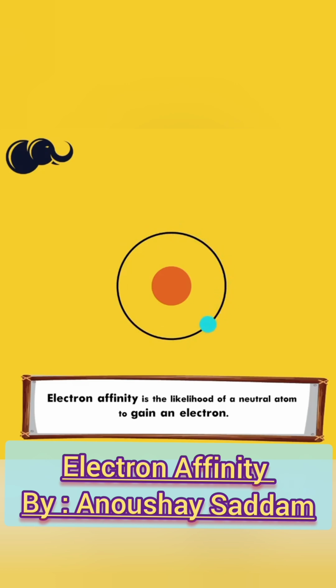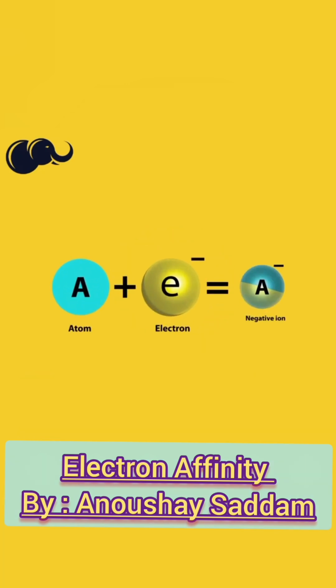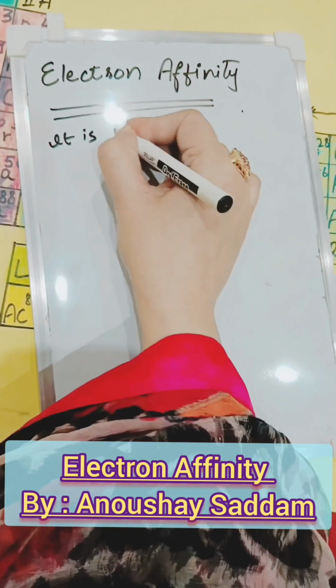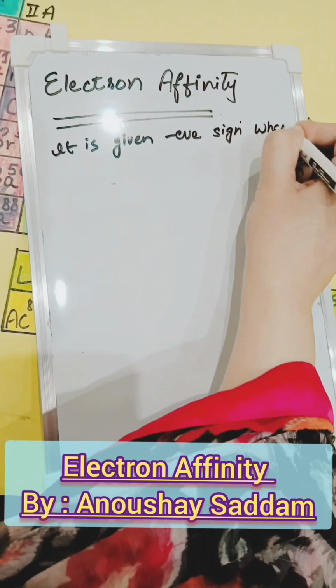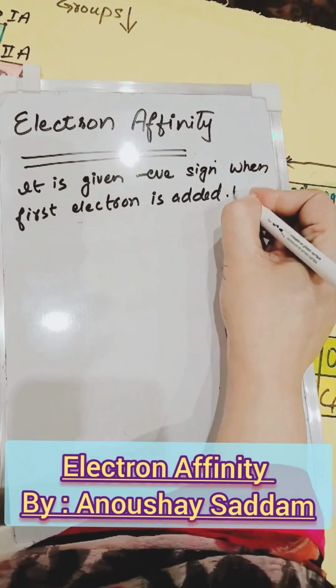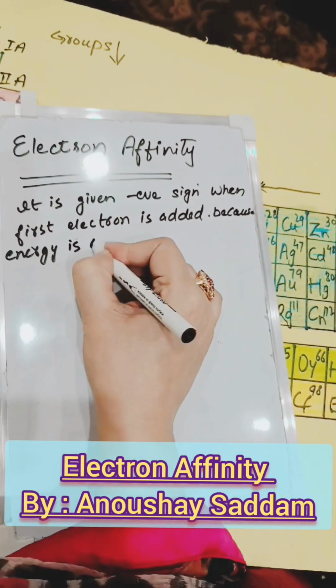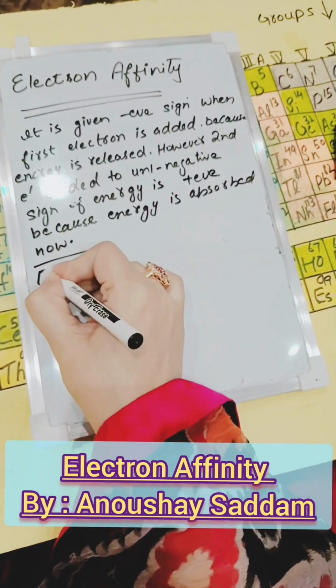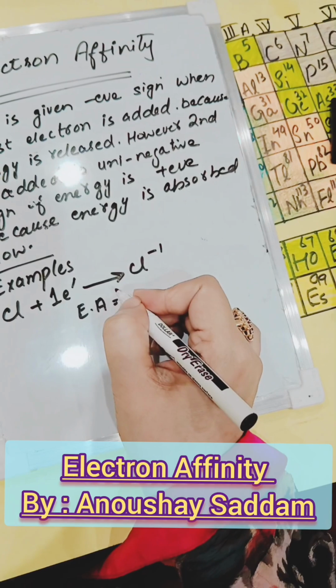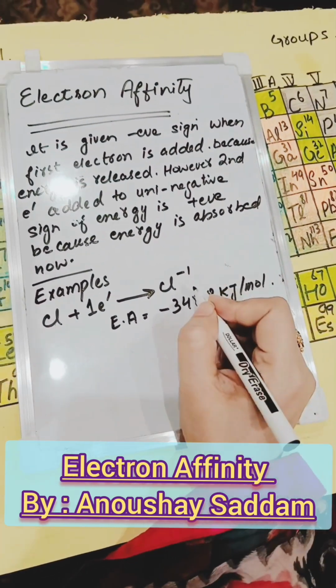Whenever an electron is added to a valence orbital, the atom will always become an anion, and a negative sign appears on this atom. Whenever an electron is added, the nucleus exerts some force of attraction on that electron, so an amount of energy is released during this process. The energy released is given a negative sign when the first electron is added to an atom. However, when a second electron is added to a uninegative ion, energy is absorbed and it is given a positive sign. For example, in chlorine, when one electron is added, chlorine's outer electronic configuration is 2, 8 and 7.